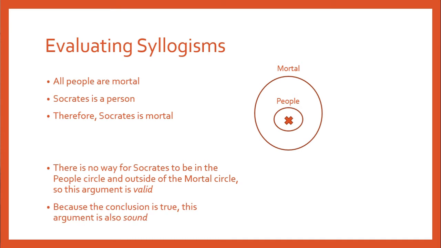So there are no other options but for the X to be in the mortal circle, which makes this a valid argument. Now, because this conclusion is true, and all of the premises are true, which we determined earlier, this makes the argument sound. So this means that the syllogism, all people are mortal, Socrates is a person, therefore Socrates is mortal, we have to accept all of that as true, and the conclusion that it draws, Socrates is mortal, is also true. So in this example, there are no errors in the logic, and every assertion that is made is true. So there is no reason to reject the conclusion that Socrates is mortal.